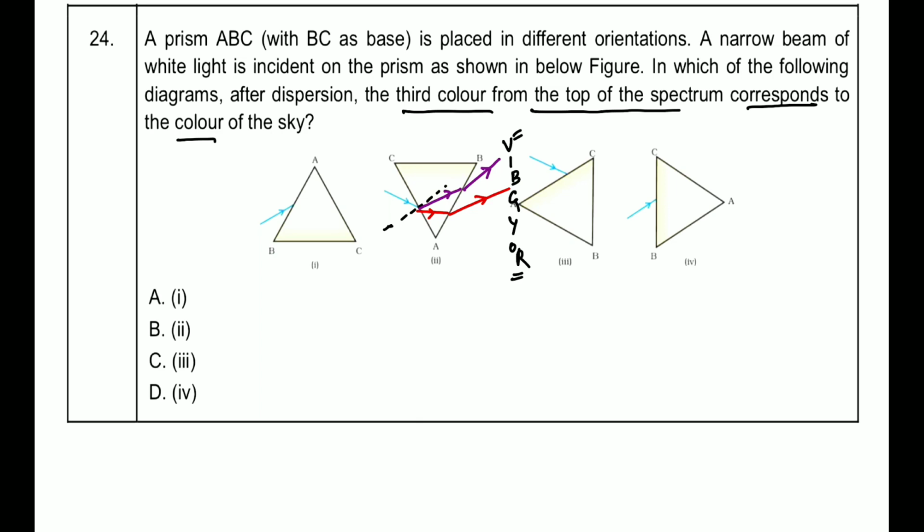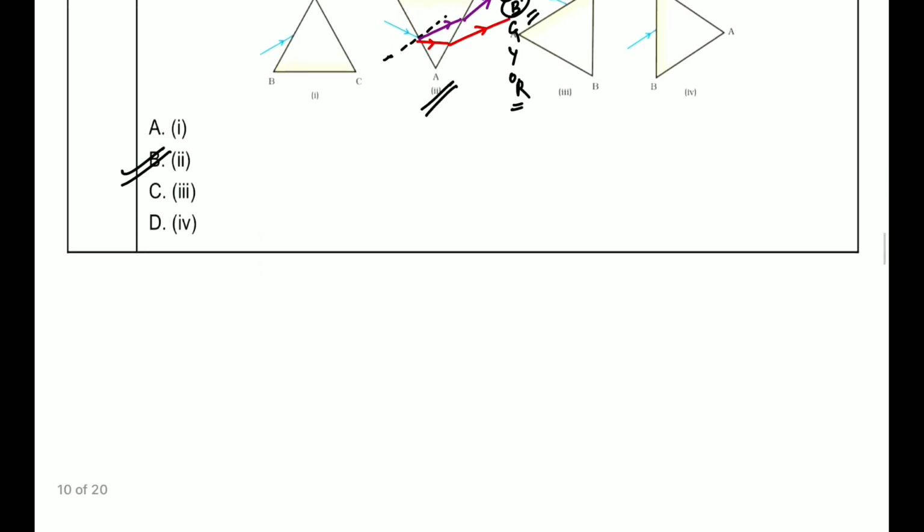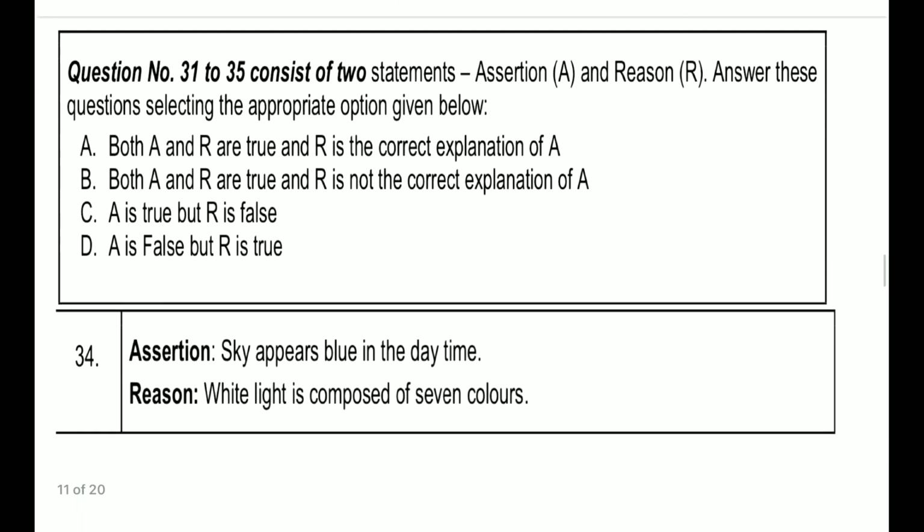So if that is the case, you can see the third color from the top, right? Violet, indigo, and blue. Yes, the third color from the top is actually blue. Is that a yes or no? So basically option 2 is the correct answer according to the question. Is that a yes or no? I hope you can understand that. Yes. Okay, let's move forward to the next question.